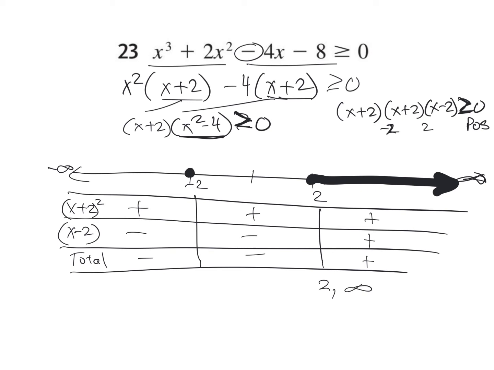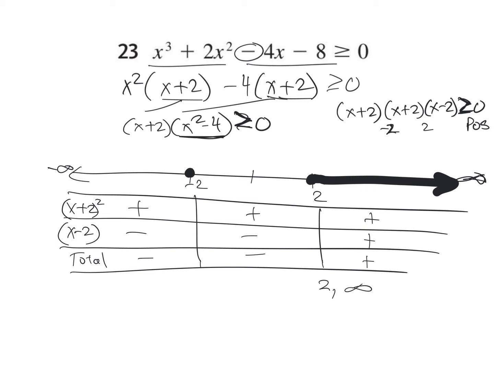You plug -2 in, it's not going to give you a positive, but it is going to give you 0. Okay? So -2 minus 2 is 0. -2 plus 2 is 0, sorry. 0 times 0 is 0 times whatever the x minus 2 is. It still gives you 0. So -2 is still a possibility.